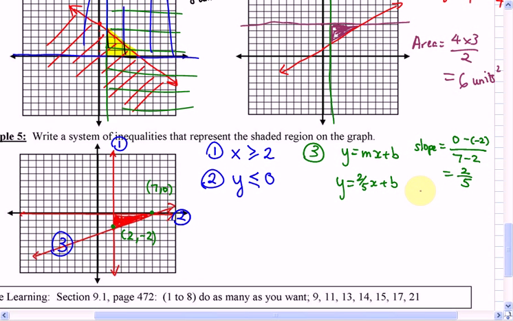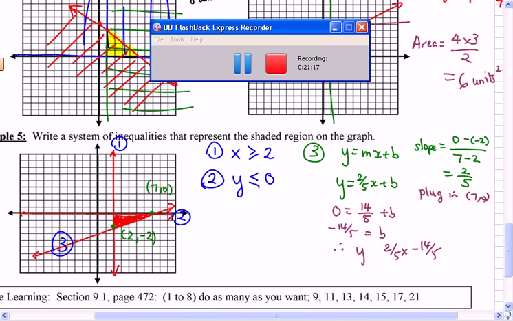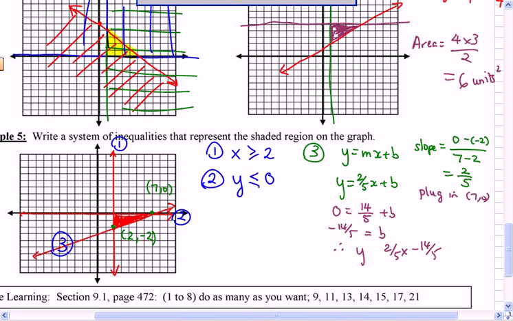How do you solve for b? Plug in a point. I'll plug in 7 comma 0. 2 times 7, that's 14 over 5 plus b. b must be negative 14 over 5. Therefore y equals 2/5 x minus 14 over 5. But wait a minute, I want an inequality. Okay, so what's the inequality sign this time? So what's the sign going to be?